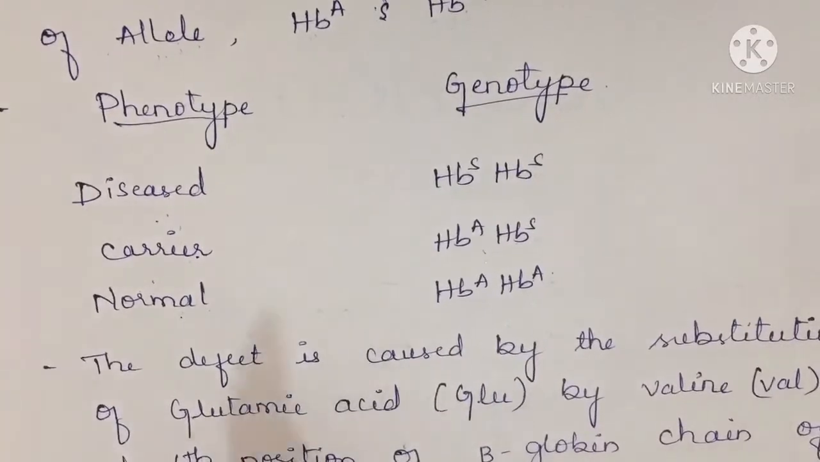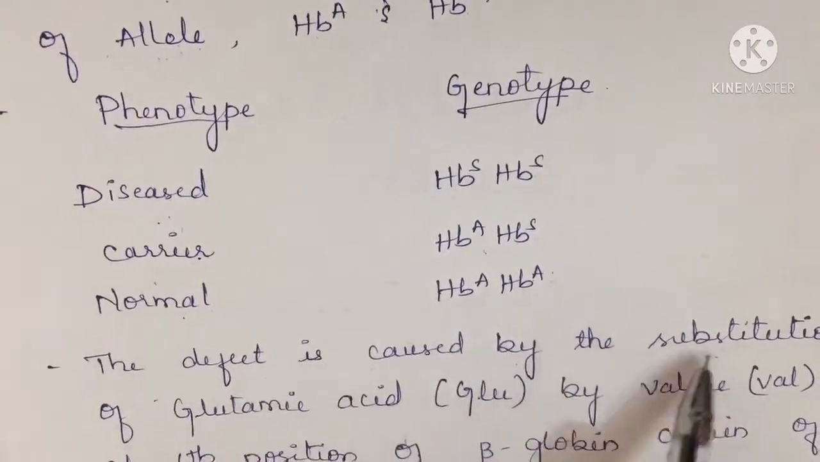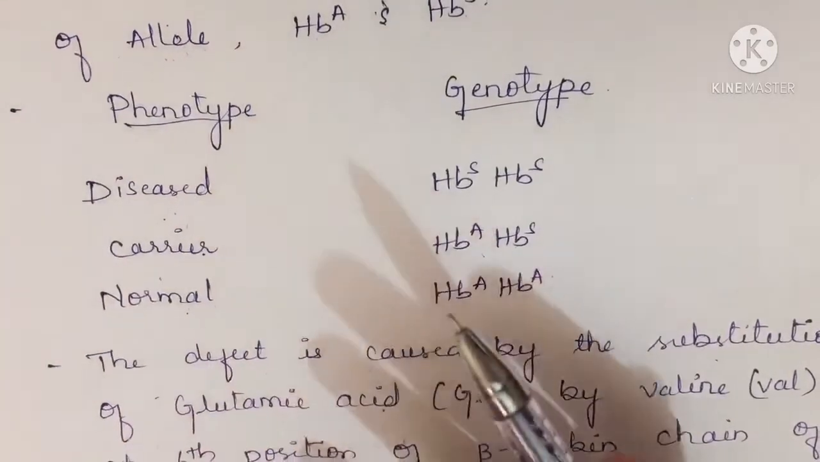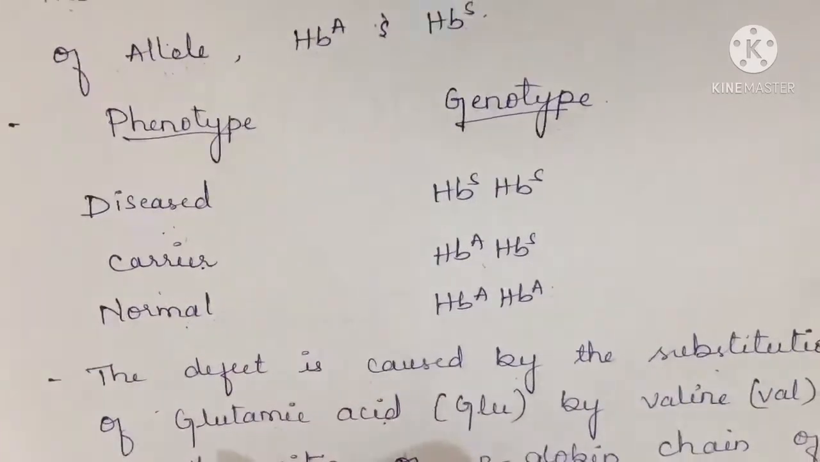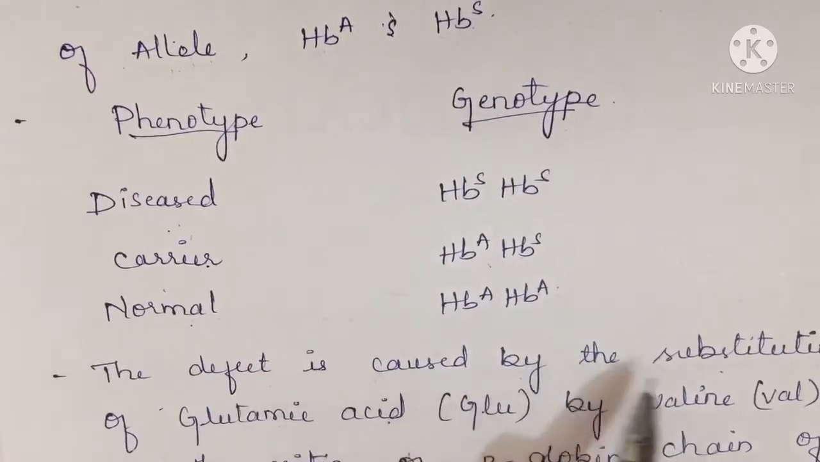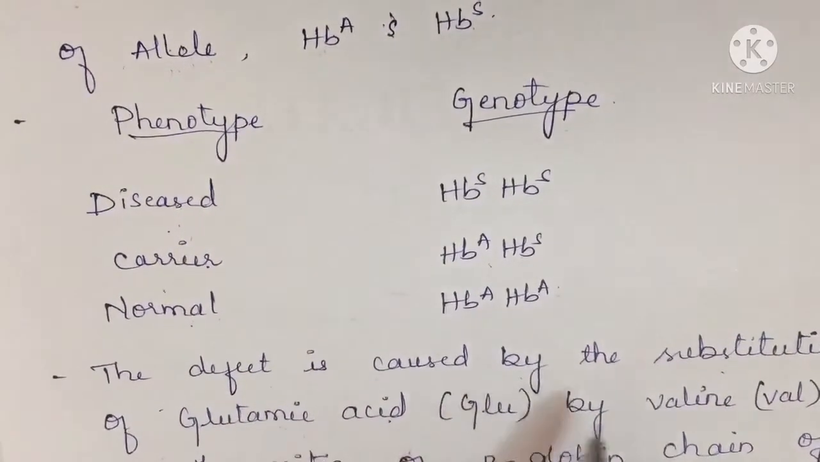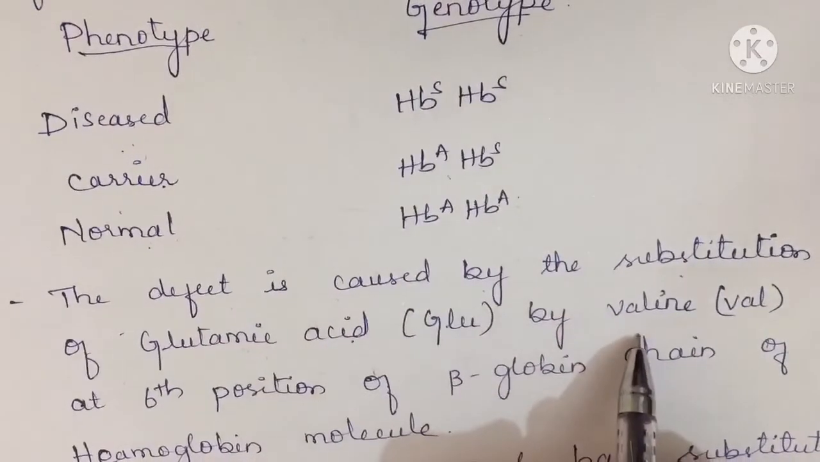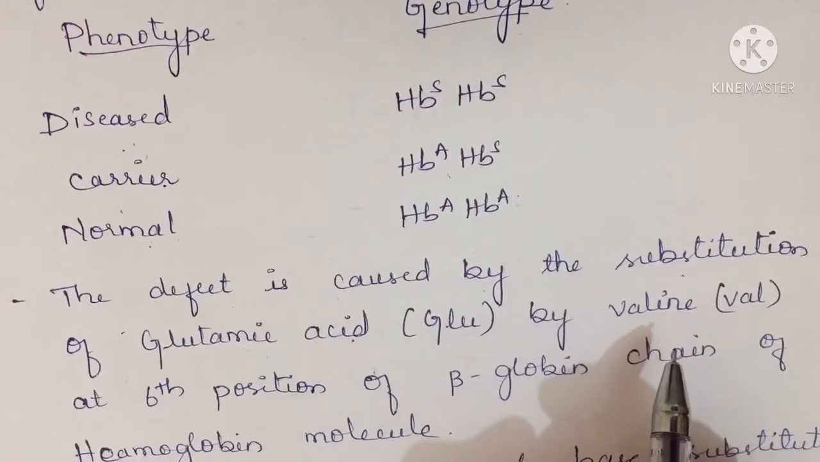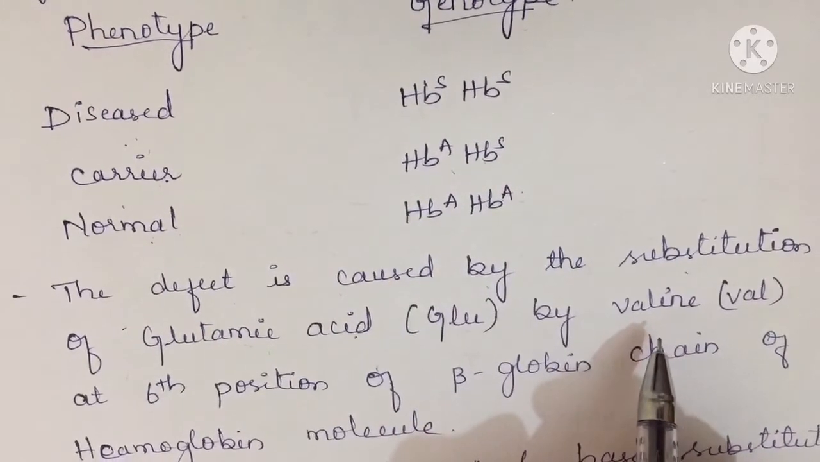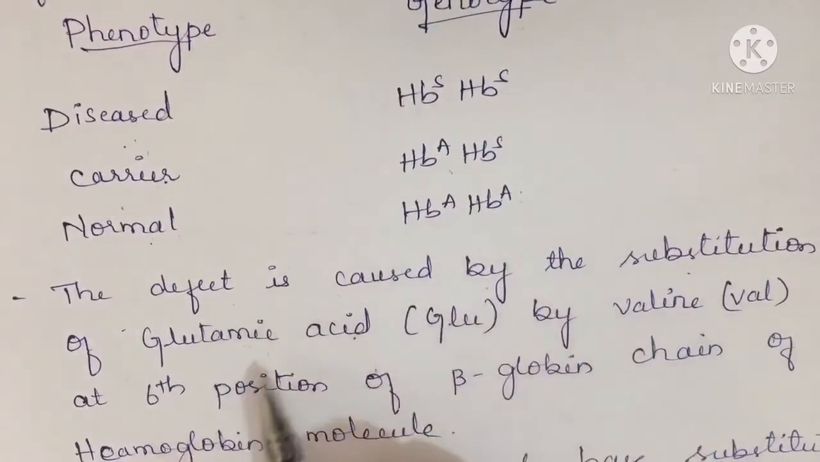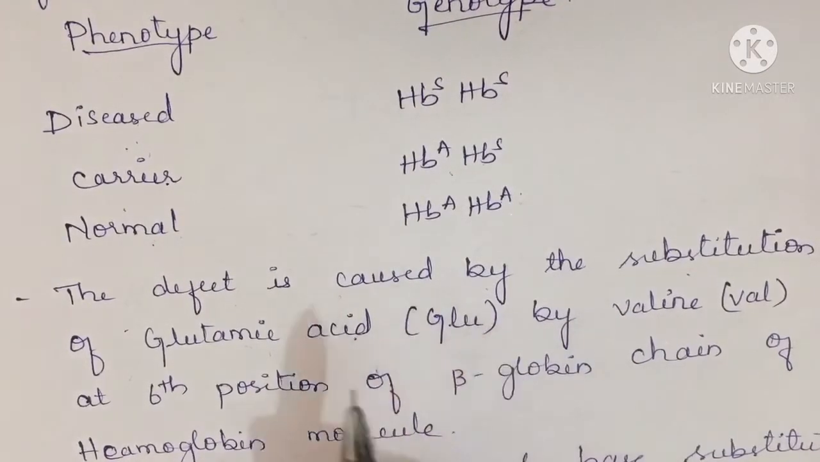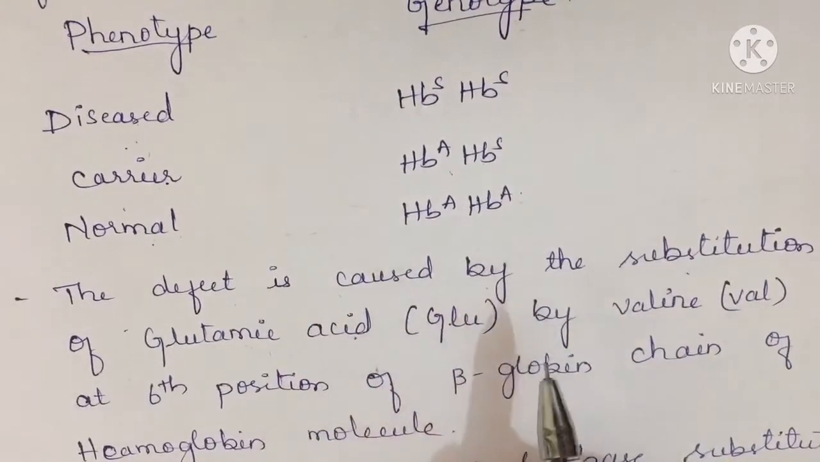Okay, now the defect is caused by the substitution of glutamic acid. Why does sickle cell anemia occur? The question is that sickle cell anemia occurs because of substitution of glutamic acid by valine. Now the question is, what is this glutamic acid and what is this valine? If you have gone through your first year, in that you had about this in biomolecules, that glutamic acid and valine are nothing but amino acids. These amino acids are used to form proteins.